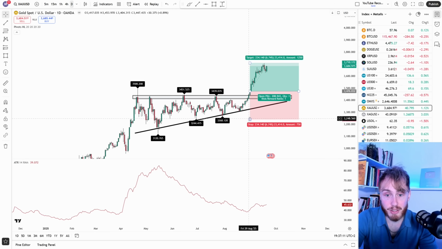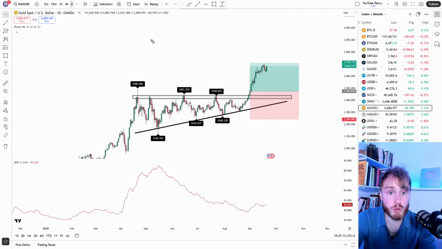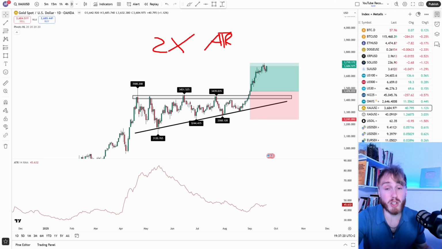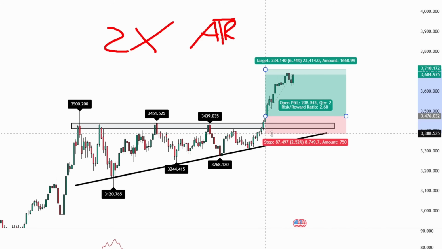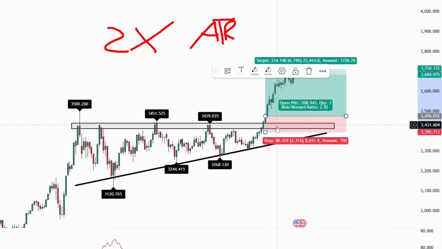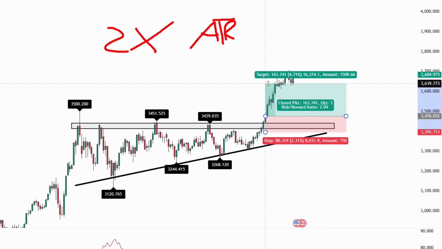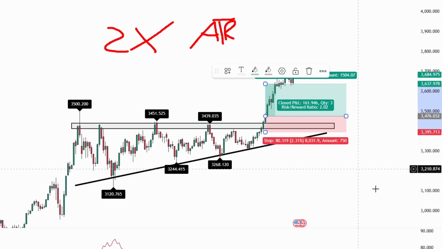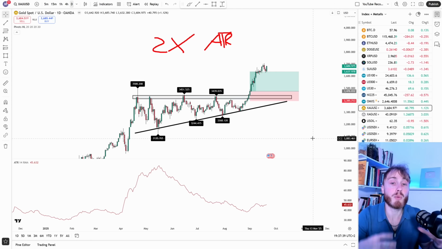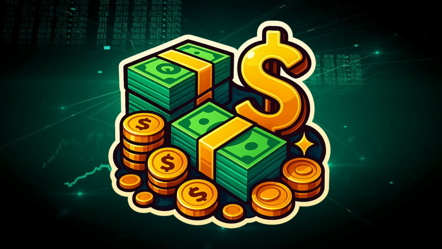That means that we can use a 2 times multiple of the ATR. That means that our stop loss should be at around 80, right? So we drag our stop loss all the way to here. This is a stop loss of 80, and using a risk to reward of 2, our target would have been right here, and we would have locked in some nice profit.